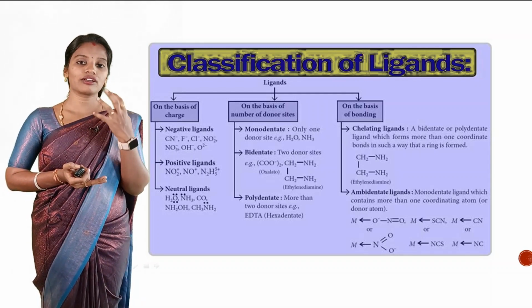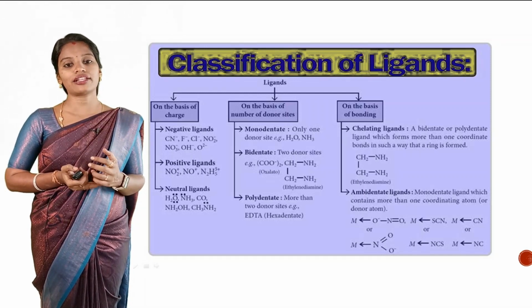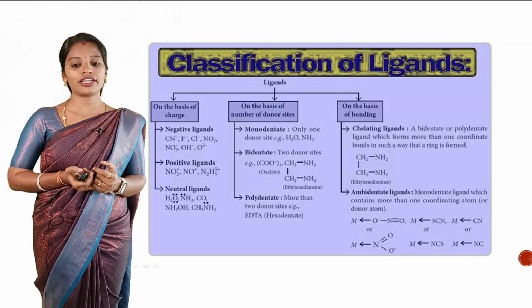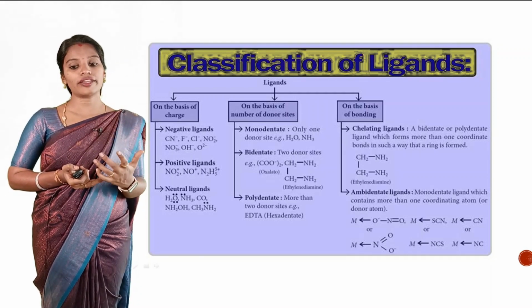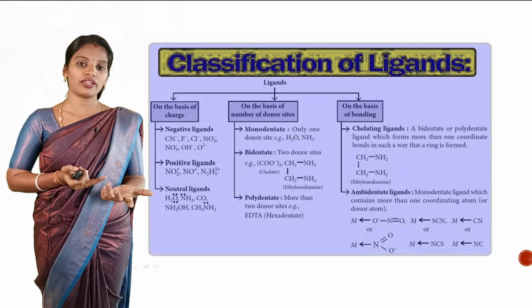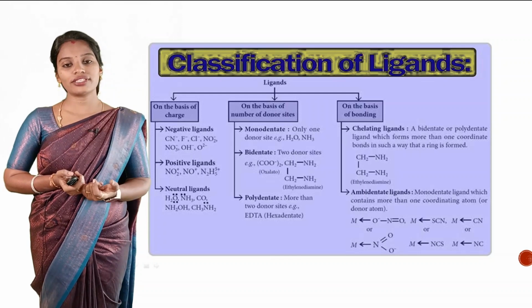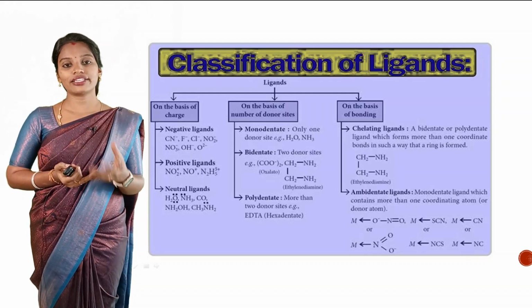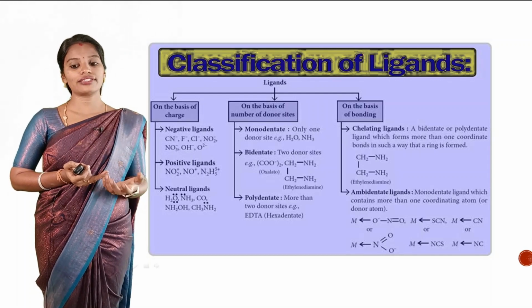So a chelating ligand is formed either from a bidentate ligand or a polydentate ligand, which forms more than one coordination bond with a central metal atom. We call it chelating ligands. For example, ethylene diamine and then EDTA. So this was the example.